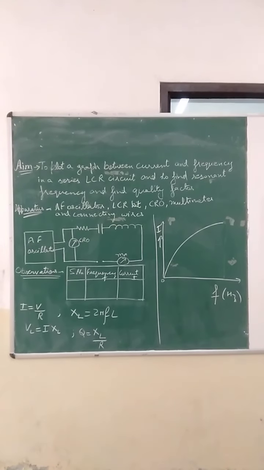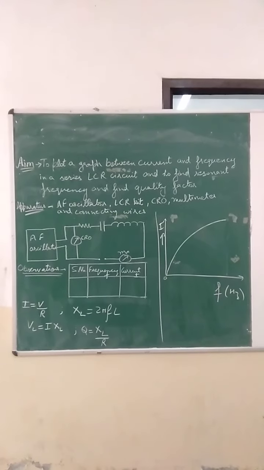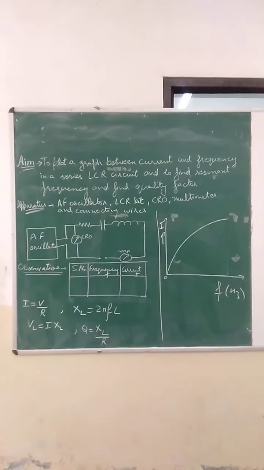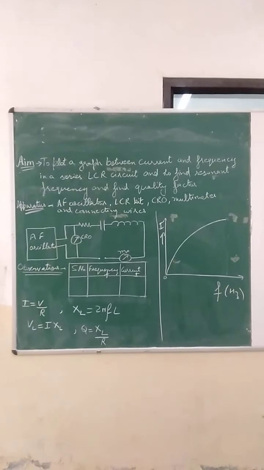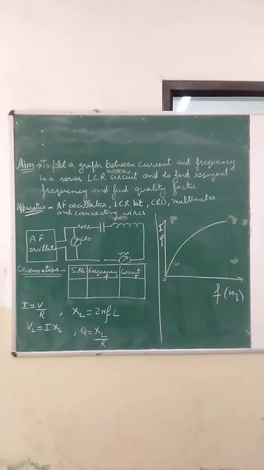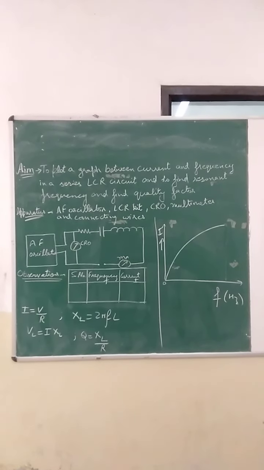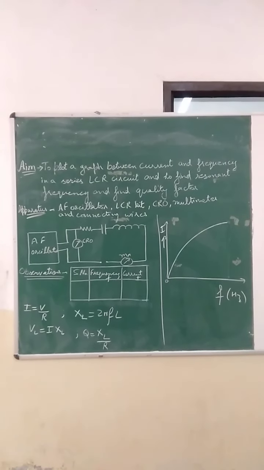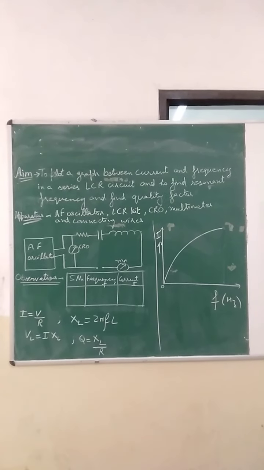So here I am having an audio frequency oscillator whose input is being supplied to the resistance, then resistance, capacitor and inductor are in series. For that I am having the apparatus: audio frequency oscillator, LCR kit where the series LCR circuits are there, CRO that is useful for the readings, multimeter and connecting wires.